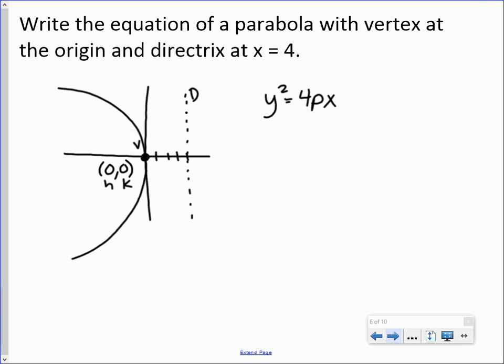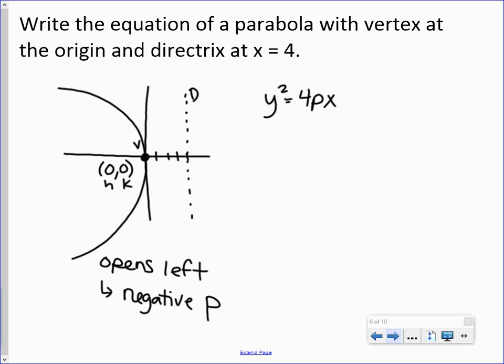Oh, okay, so you do have the question about the fact that it opens left, so we can infer that it's open left because of where the directrix and the vertex are. And so what has to be negative? P. Okay. So I think that's a really good thing also to think about.